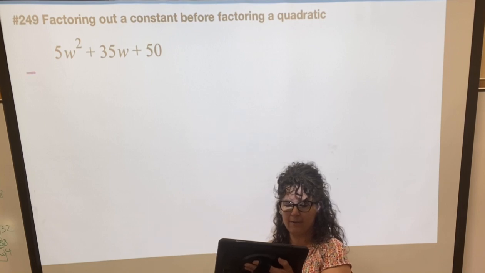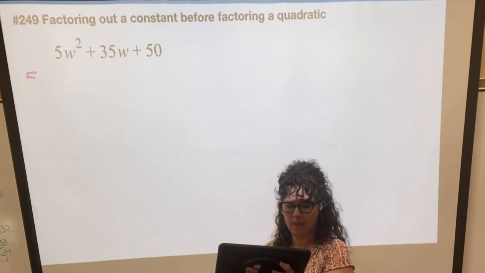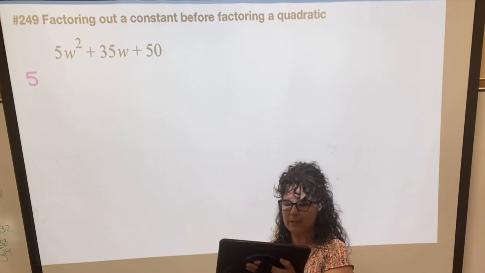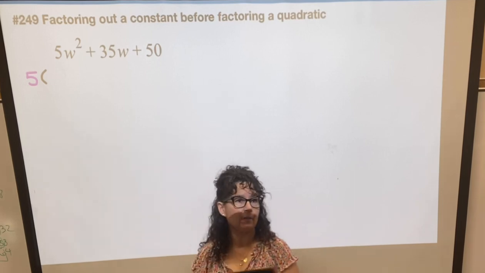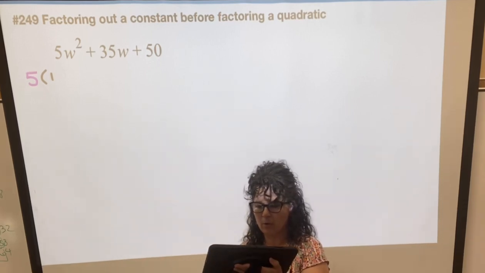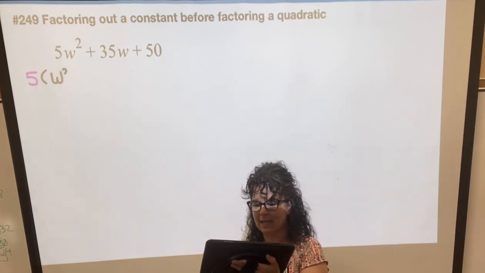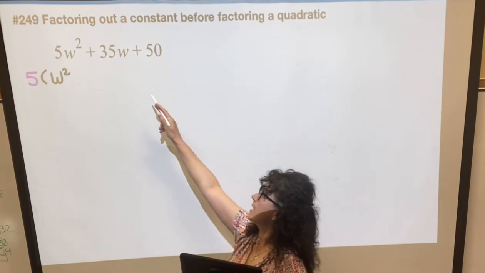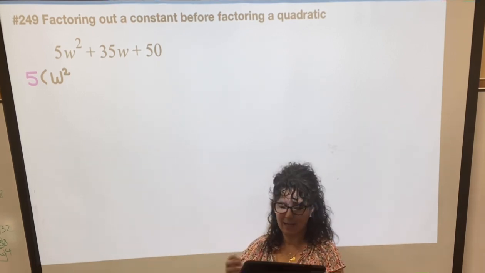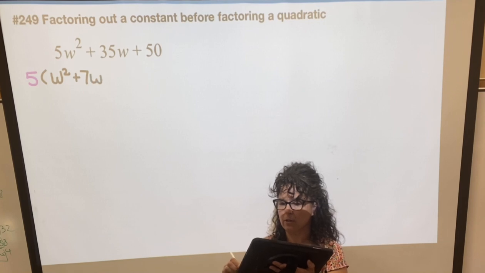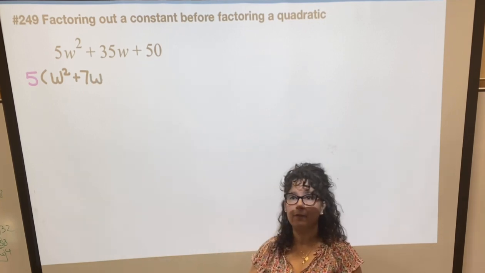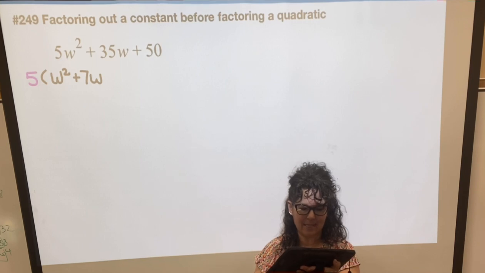Okay, so if I take a 5 out, I'm going to put in parentheses what's left over. So if I take a 5 out of 5w squared, I'm going to have w to the second. If I take a 5 out of 35, 5 times 7 is 35, so that's going to be plus 7w. And then if I take a 5 out of 50, 50 divided by 5 is 10. So I'm going to have 10.